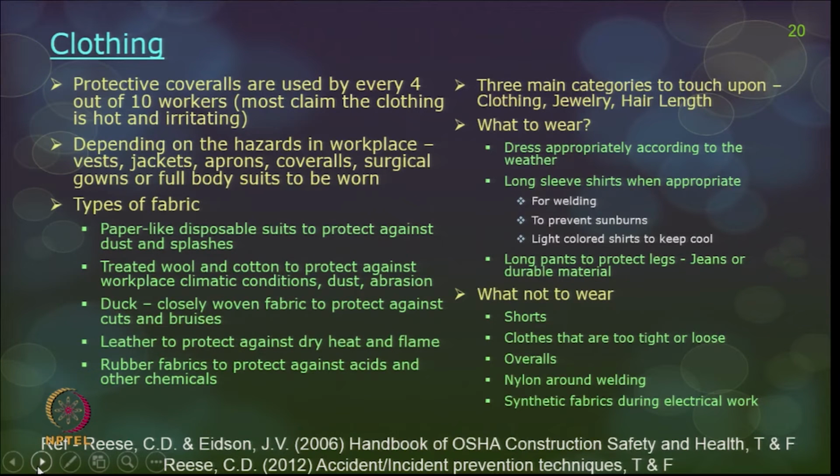What to wear? Dress appropriately according to the weather and also to suit the hazard. You should wear long sleeve shirts, especially when you are working in hot summer and also when you are doing welding operations, and long pants, especially when you are working with durable material, and with dust and areas of pollution. So, what not to wear? You should not wear nylon clothes when you are working near welding. You should not choose synthetic fabrics when you are near electrical work.